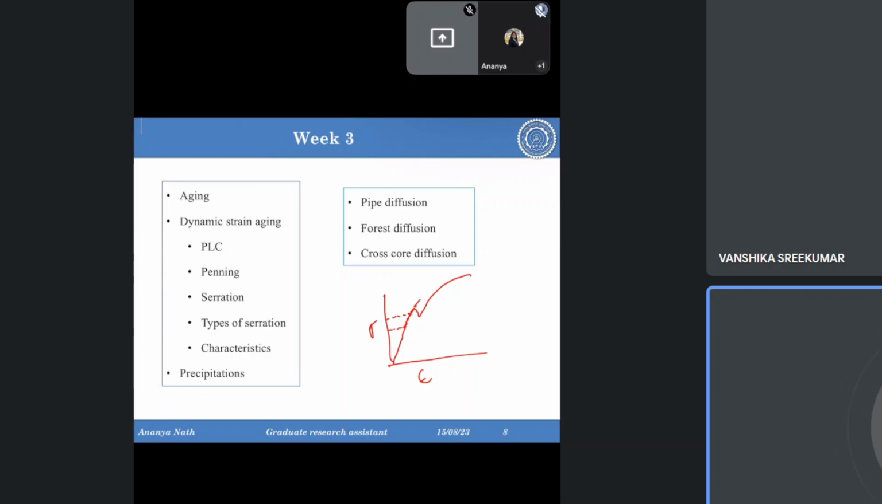So there, when the upper yield point and lower yield point come, the upper yield point signifies something and the lower yield point signifies something. Do you know what they signify or what they denote?